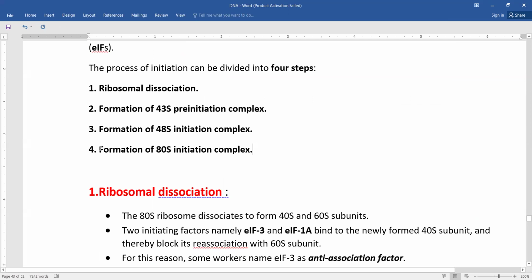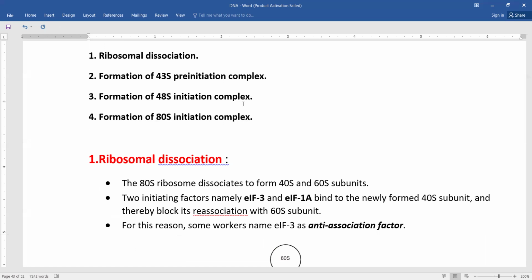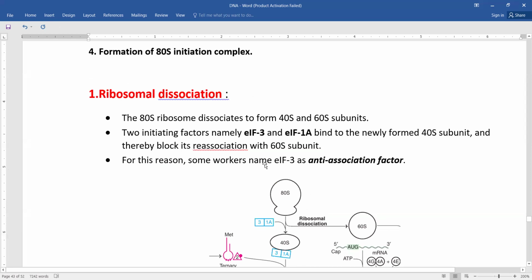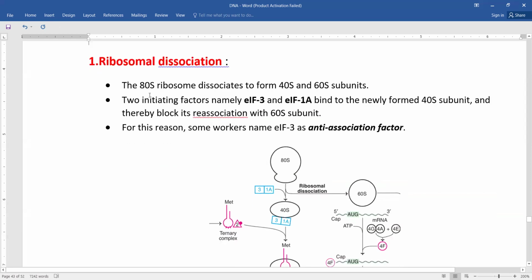So formation of 80S initiation complex is nothing but attachment of mRNA to the smaller subunit of the ribosome, and attachment of activated or charged tRNA to the P site of the ribosome. Okay, attachment of the larger subunit to the smaller subunit. So that is the 80S initiation complex. So the first one is ribosomal dissociation.